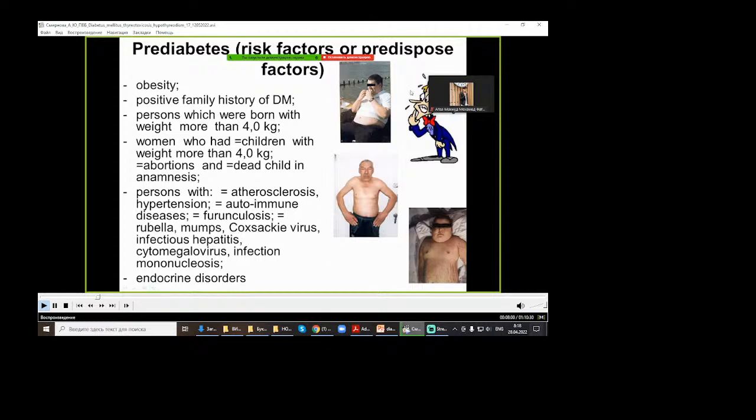Prediabetes, or risk factors or predisposing factors of diabetes mellitus, the most important of them: obesity. The next, positive family history of diabetes mellitus. Persons who were born with weight more than 4 kilograms, and women who had children with weight more than 4 kilograms. The next, persons with atherosclerosis and hypertension, autoimmune diseases, infections such as rubella, Coxsackie virus, infectious hepatitis, cytomegalovirus, and infectious mononucleosis. And the last most important risk factor is other endocrine disorders, such as acromegaly, for example.